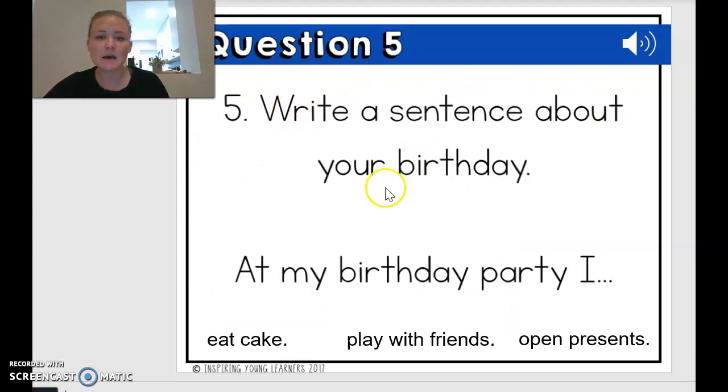Write a sentence about your birthday. So, at my birthday party, I put some options down here. What's something that you would like to do if you had a birthday party right now? I have eat cake, play with friends, open presents. If you'd like to think of something else to write down, go ahead. If not, you can use this to help you. Go ahead and write your sentence and you can stop the video.